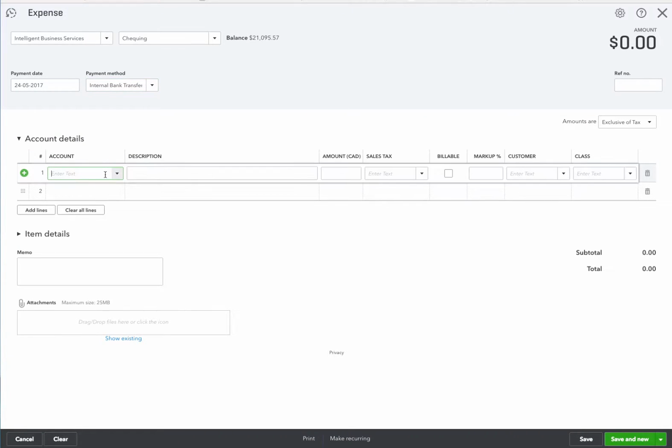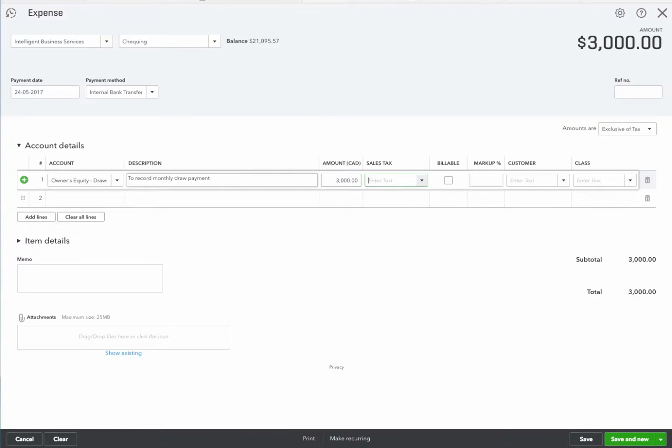Okay, so the account that I'm going to use is owner's equity draws. And I'm going to put to record monthly draw payment. And let's say it's going to be $3,000. There's no sales tax on it.